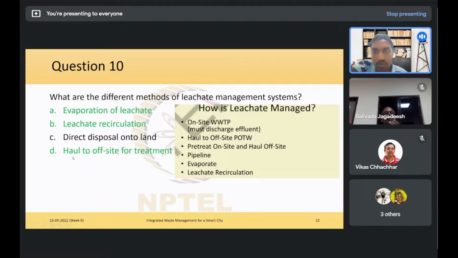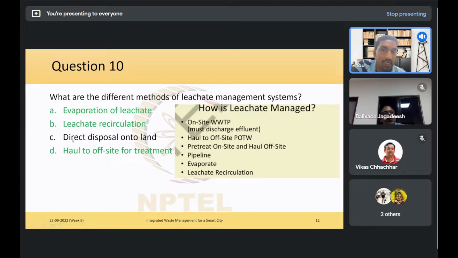D is haul to offsite for treatment, right? So either we can treat the leachate that we are getting on the site, or if there is a wastewater treatment plant nearby, we can send the leachate from our landfill to that site, which can handle it for us, right? So that is what is haul to offsite treatment. So that is also possible, right? So all those three options are ways in which we can manage it.